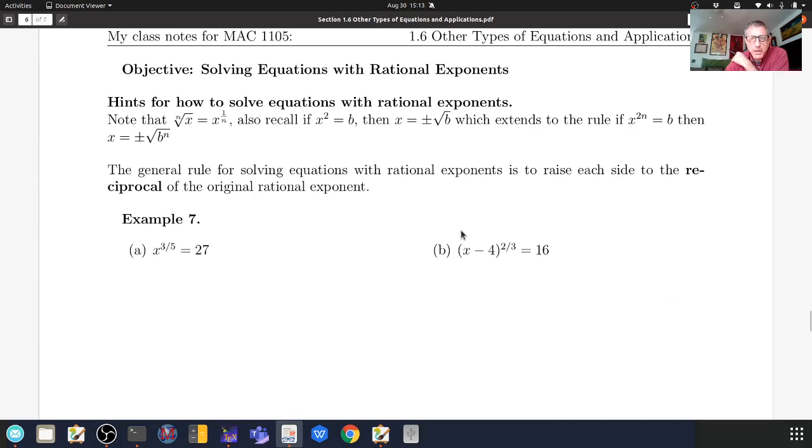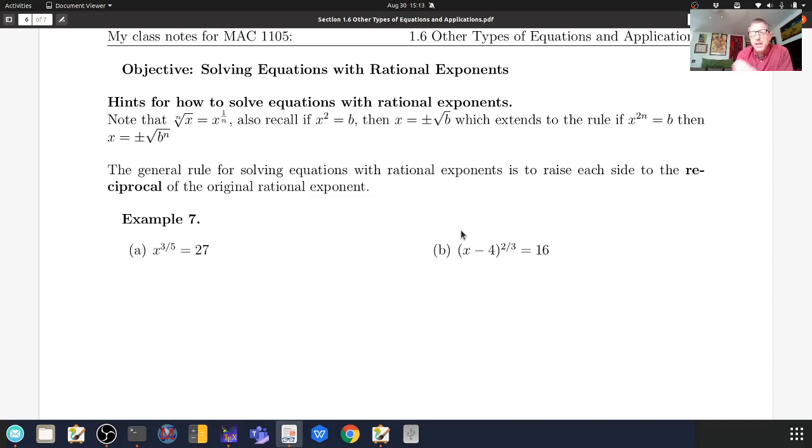So we're going to solve equations with rational exponents. Here are some things we've got to remember, some hints on how to solve these. Remember that the nth root of x is equivalent to x raised to the 1 over n power. And also recall that if x squared is equal to b, by the square root property, x is equal to plus or minus the square root of b, which we can now extend to the following.